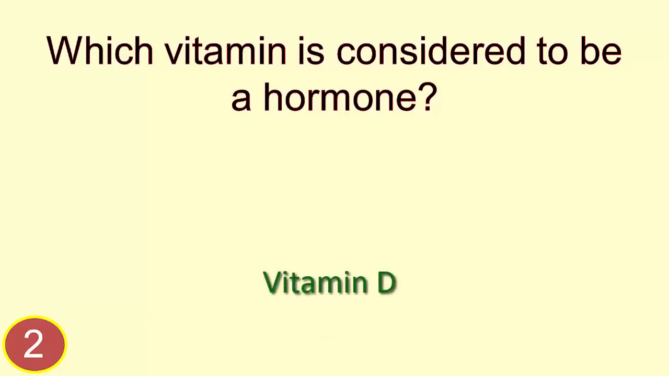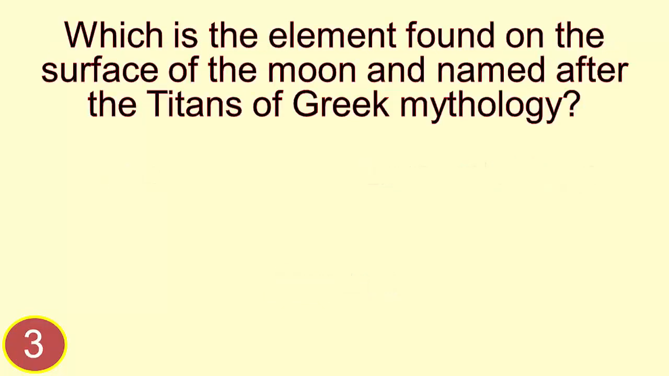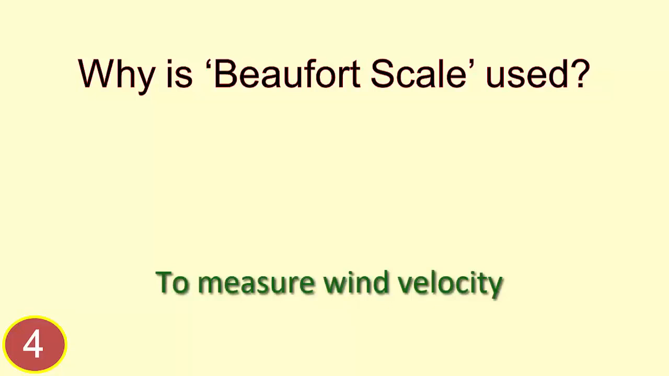Vitamin D, which is produced in the skin, and the liver and kidneys convert vitamin D into the active hormone. Which is the element found on the surface of the moon and named after the Titans of Greek mythology? Answer is titanium. Why is the Beaufort scale used? Answer is to measure the wind velocity.